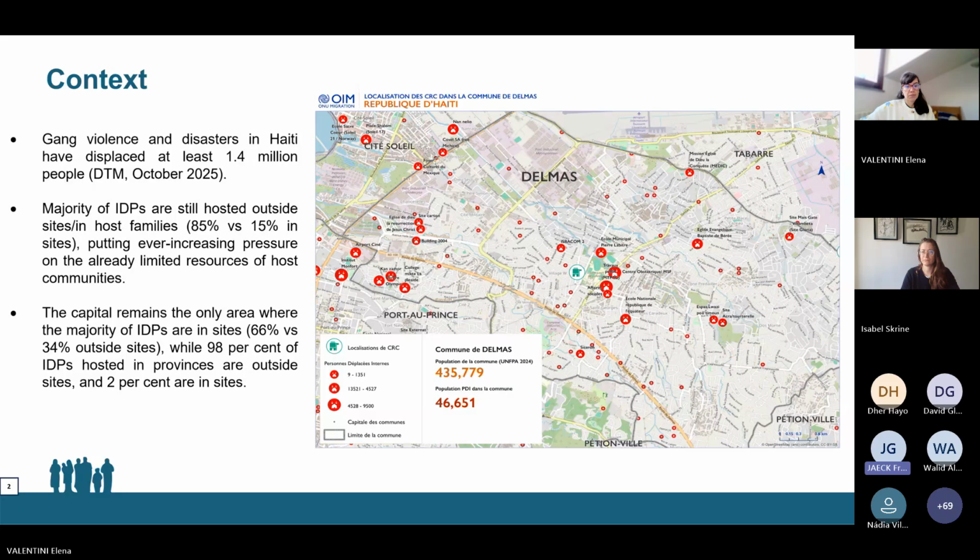Here, just to illustrate the map, in the middle of the map in blue, you have the location of one of our CRCs in a place called Delma 31. And around it, you'll be able to see the number of displacement sites that it attempts to cover. Most of the displaced people take shelter in collective centers, so schools, churches, public institutions, ministries, and so on. There are also slum-like informal settlements that have been established by the IDPs. And as you can see here, in total, there's around 435,000 people living in Delma, of which approximately 10% are IDPs living in and outside sites. Next slide, please.